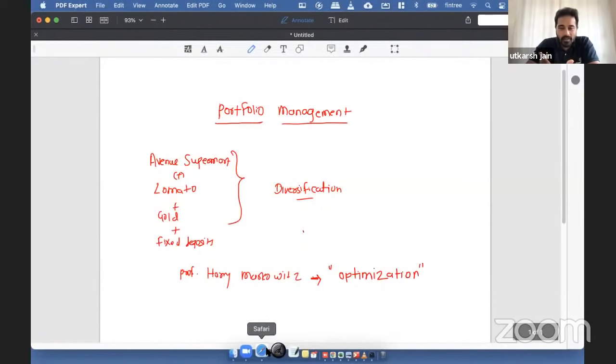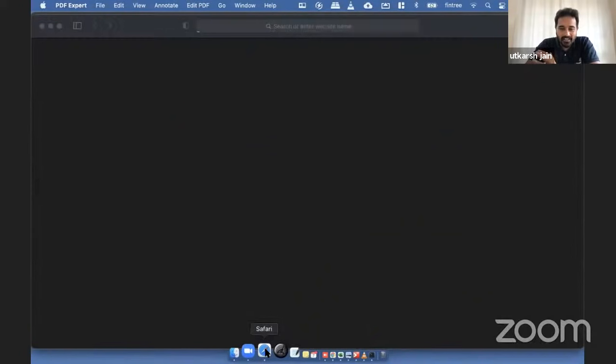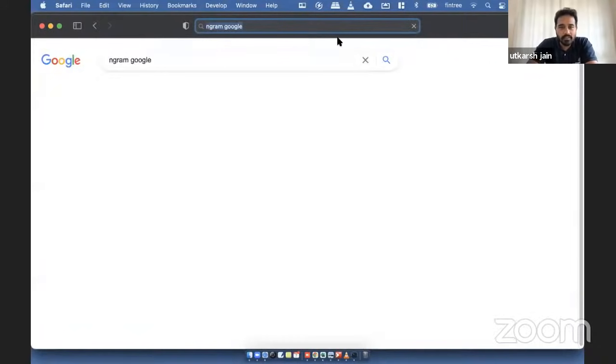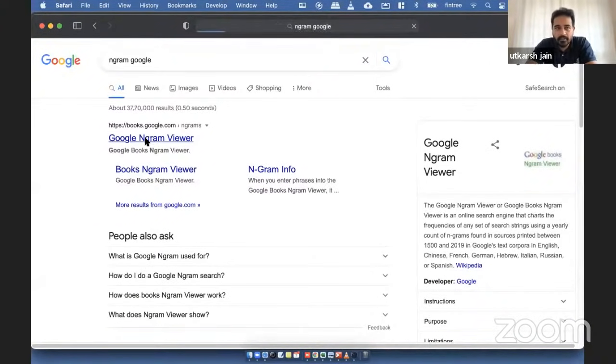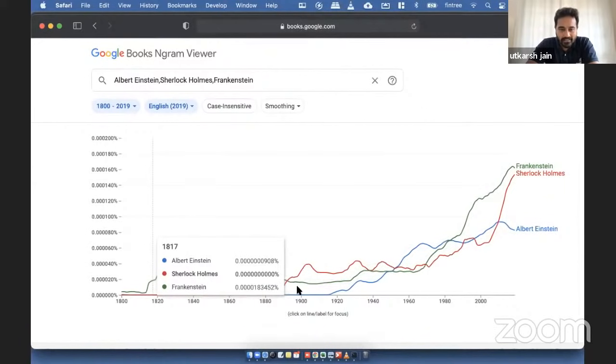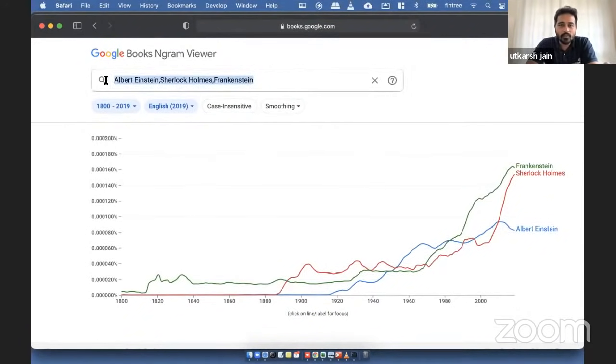In fact, a few years back when I was doing some random search, I came across this really cool thing. So can you confirm if my browser is visible to you now? Okay. So we have this thing called the Google Books Ngram Viewer, right? What it essentially does is show the popularity of certain words and their usage over a period of time. On the x-axis we have time, and we can use different words and see when these words have become popular.